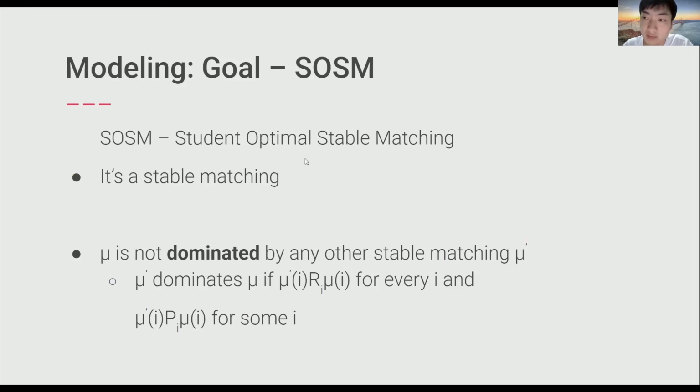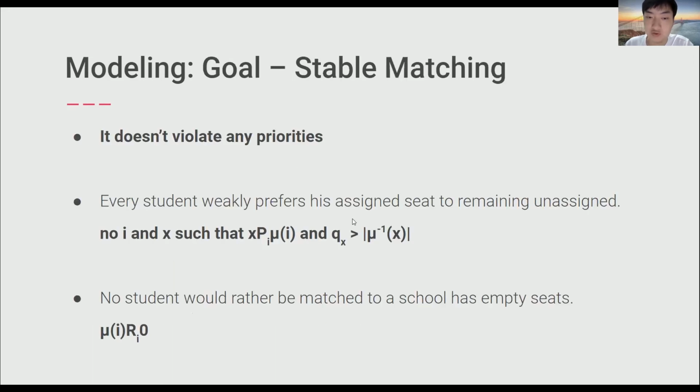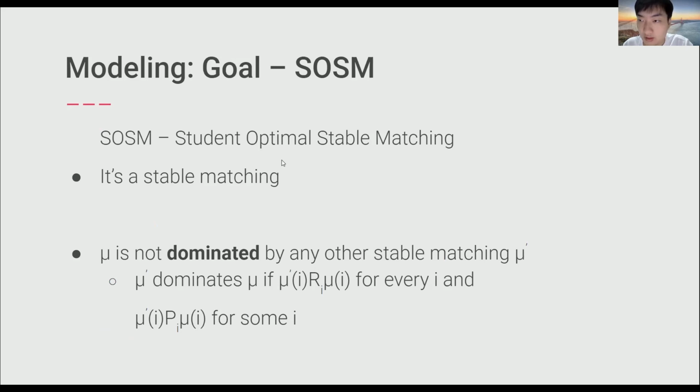You may find out our model is not perfect because the result may be related to the selection of different orders P. So we need to introduce SOSM, student optimal stable matching. Firstly, it must be a stable matching. And secondly, mu is not dominated by any other stable matching mu hat. Mu hat dominates mu if mu hat(I) R_I mu(I) for every I, and mu hat(I) P_I mu(I) for some I. It means under some orders P, mu hat may be better than mu because mu hat assigned some better school to I under this P.